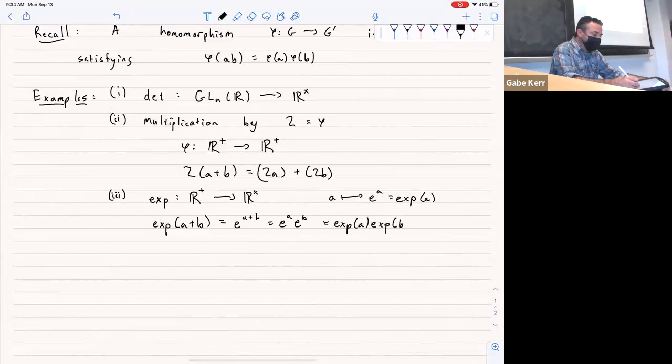Now, of course, you have to remember what the operations are in your groups. They look like the same set, except here you lose 0, but the operation here is the addition operation. The operation here is the multiplication operation. Exponential is a homomorphism. In fact, it's an isomorphism. Inverse law.